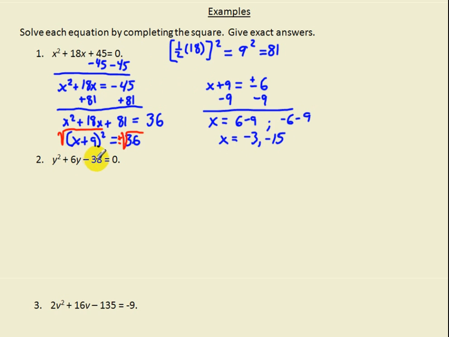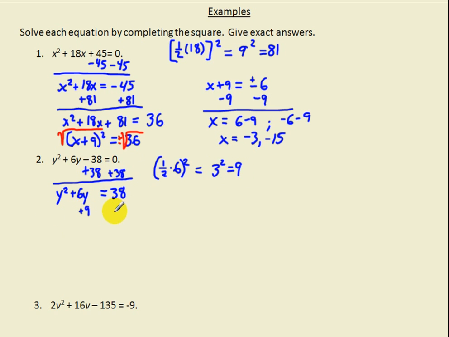Okay, number 2. y squared plus 6y minus 38 equals 0. So we'll add 38 to each side. And we get y squared plus 6y equals 38. Then we take half of 6, so 1/2 times 6, and we're going to square it. So 1/2 times 6 is 3. We'll square that to get 9. So now we're going to add 9 to each side.